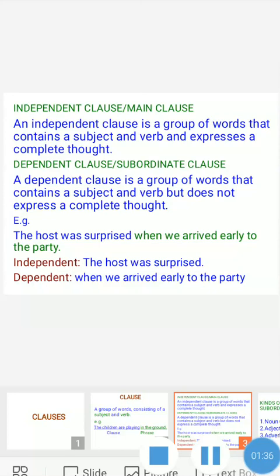For example, the host was surprised when we arrived early to the party. The first part of the sentence, the host was surprised, is complete. But the second part, when we arrived early to the party, is dependent and incomplete. So the first part is an independent clause, the second part is a dependent clause.